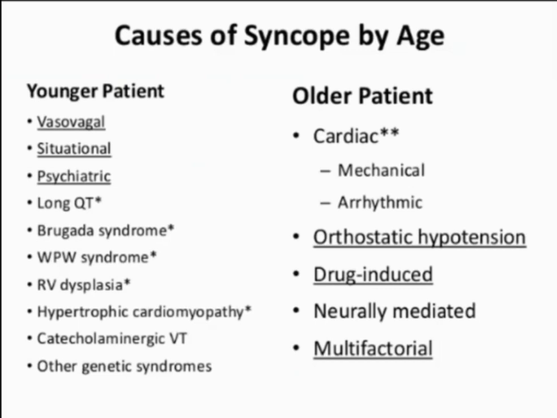This is a summary of syncope according to age. The younger the age, we think of vasovagal, situational, psychiatric, long QT syndrome, Brugada syndrome, WPW syndrome, hypertrophic cardiomyopathy, catecholaminergic VT, and other genetic syndromes. Of course, these are mostly in young patients. Whereas in old patients there are cardiac causes, like mechanical problems due to heart failure, or arrhythmic causes, for example, the patient has a scar in the heart because of MI or cardiomyopathy. Also orthostatic hypotension due to poor autonomic function, or taking extra drugs that cause hypotension: drug-induced, neurally mediated, and multifactorial.